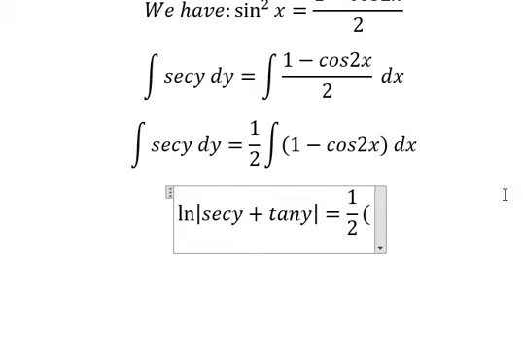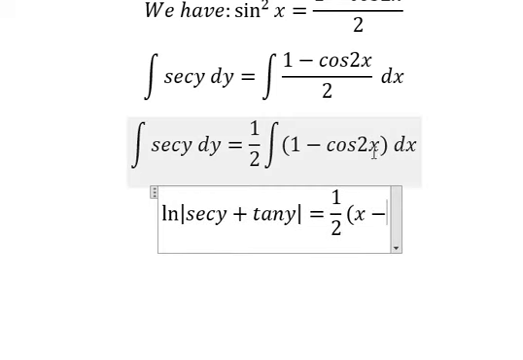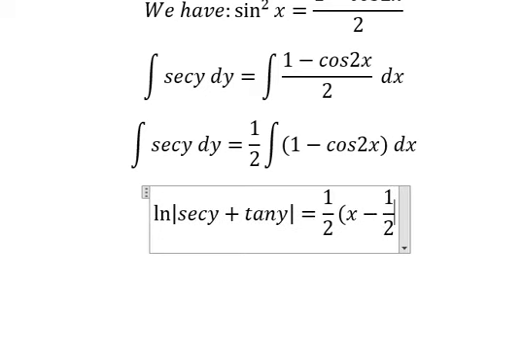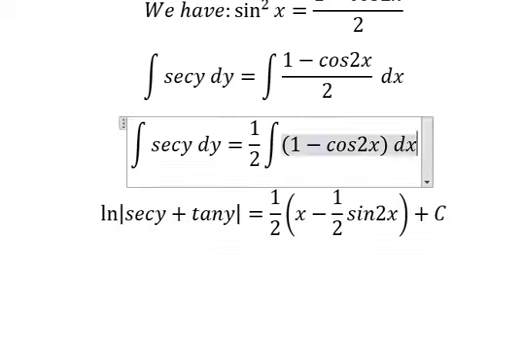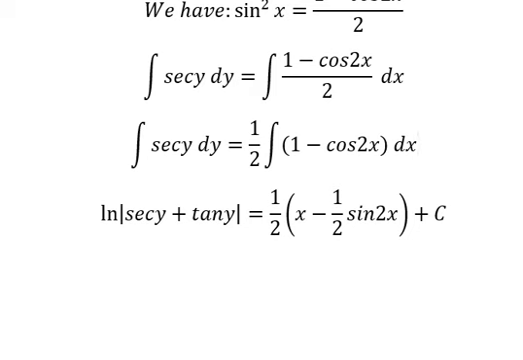Number 1, that is about s. Cosine 2s, we have 1 over 2 sine 2s, and I will put plus c. And this is the final answer.